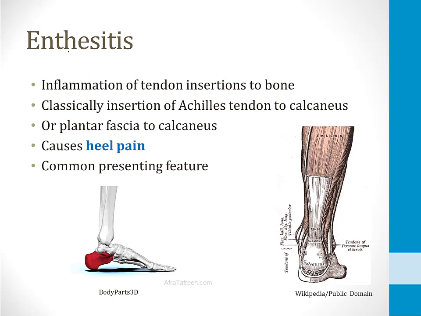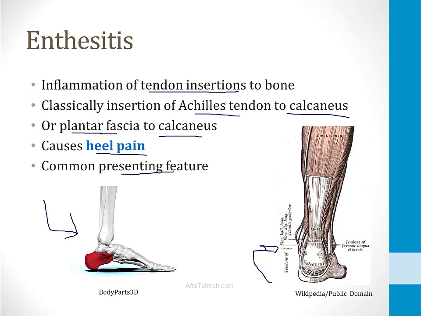Enthesitis is another feature of ankylosing spondylitis. Enthesitis, as I mentioned earlier, is inflammation of tendon insertions into bones. Classically, this occurs where the Achilles tendon inserts into the calcaneus bone. So this is your calcaneus bone on your foot, and the Achilles tendon inserts into this bone. You can also see enthesitis where the plantar fascia on the bottom of the foot inserts into the calcaneus bone as well. So inflammation in either of these places will lead to heel pain, and that's a common presenting feature in ankylosing spondylitis, and that's because of the phenomena of enthesitis.